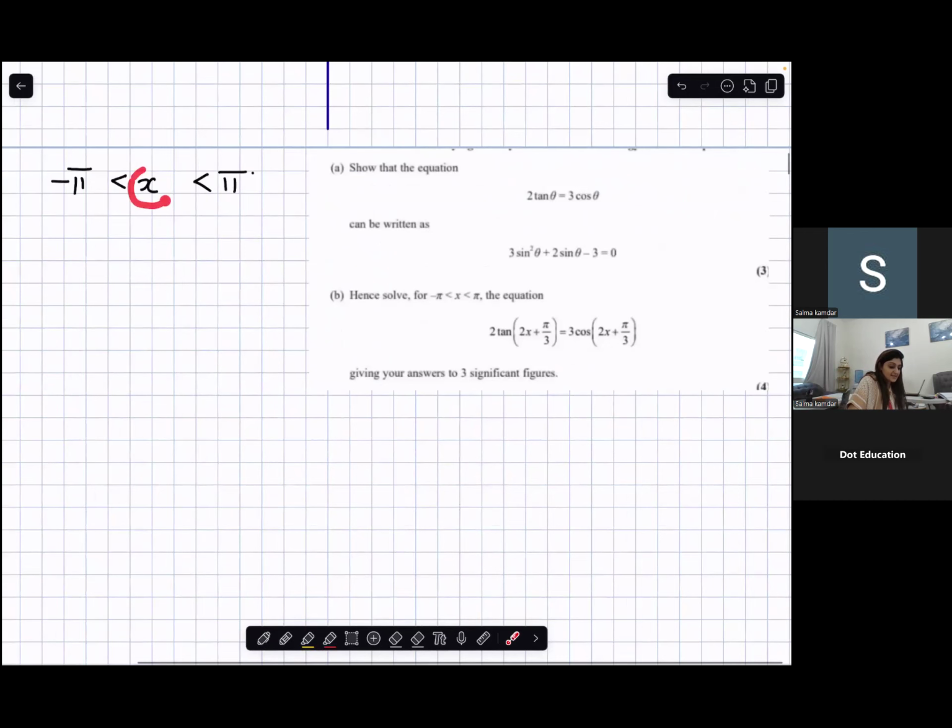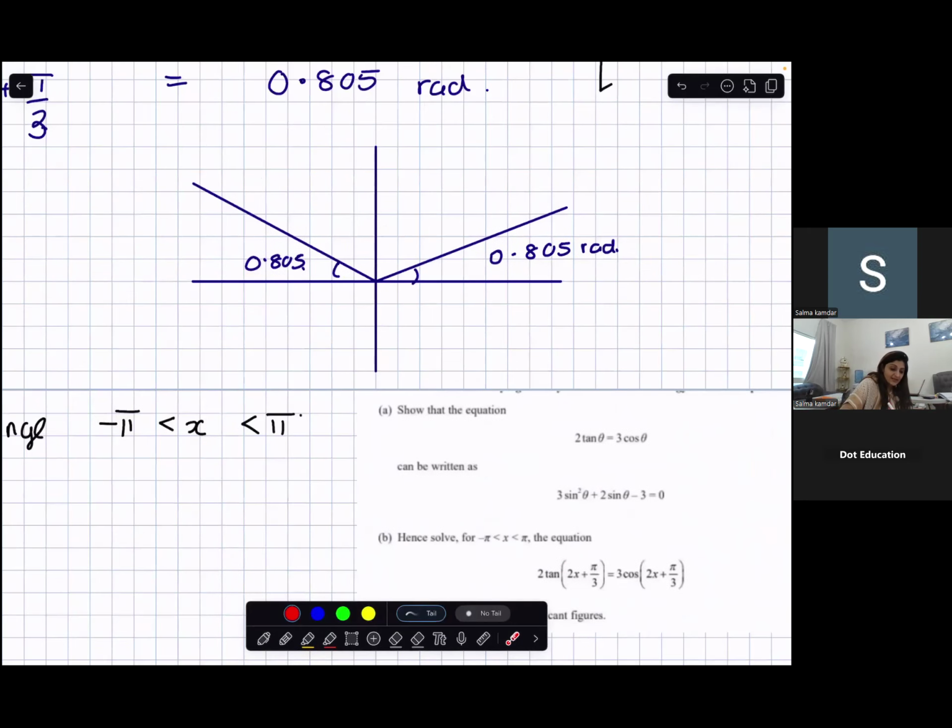This is x, but I don't have x. What do I have? This is x and I don't have this range. I have 2x plus pi by 3. So the very first thing, before I try to find the hits as per the cast and the unit circle, I need to redefine my range into 2x plus pi by 3. My range has to be redefined for sure.